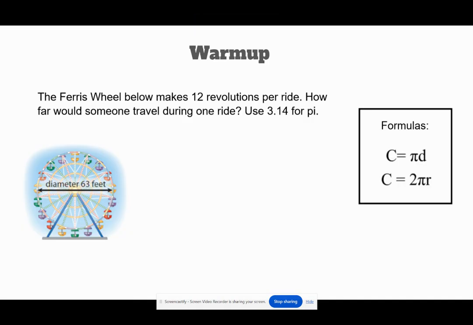All right, whenever you're ready, here is the warm-up. It's kind of similar to the last question on the homework. It says the Ferris wheel below makes 12 revolutions per ride. How far would someone travel during one ride? Use 3.14 for pi. You can pause this until you've had time to try the problem, and I will go over it in a sec.